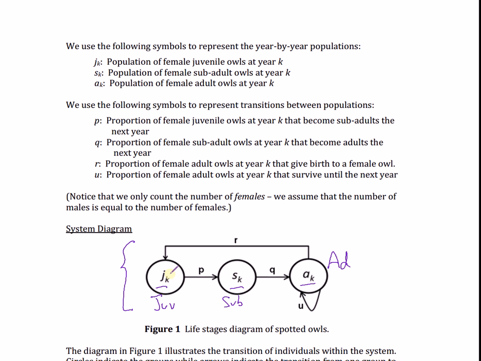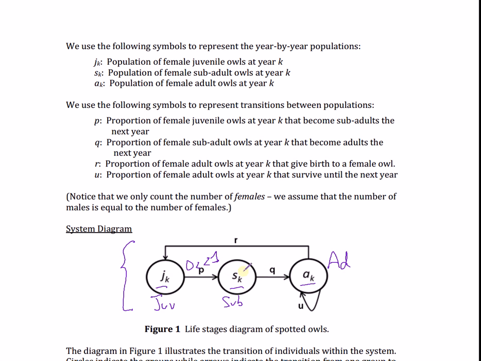Now, suppose you have one individual in this juvenile population at time k. What this arrow means is that there's a probability P that juvenile will become a subadult. Now, P is certainly going to be less than 1, because you can't have more owls surviving to subadulthood than there are juveniles, and some of the juveniles, of course, will die. So P is actually a positive number, so P is between 0 and 1.